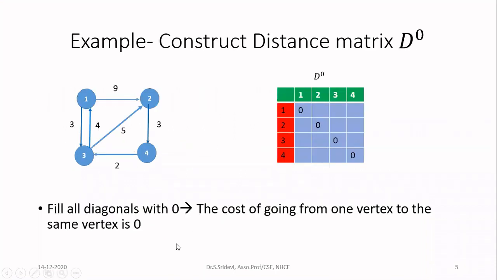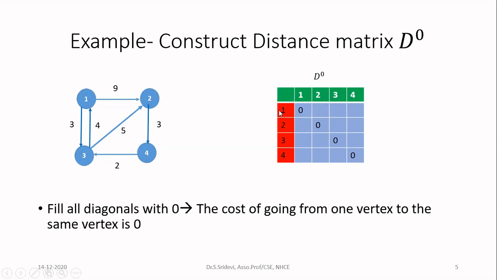Now let us consider one example. Here first a directed graph is given to us. We need to initially construct the distance matrix. Since it is a distance matrix, I am going to denote it as D, and I have a superscript 0 here that tells us it is the initial distance matrix. To construct the initial distance matrix, first you have to create a 2D array, and the dimension of this array is n cross n. N represents the number of vertices. Here I have 4 vertices in the graph, so I have to construct a 4 cross 4 2D matrix.